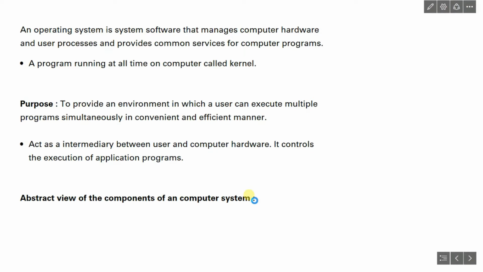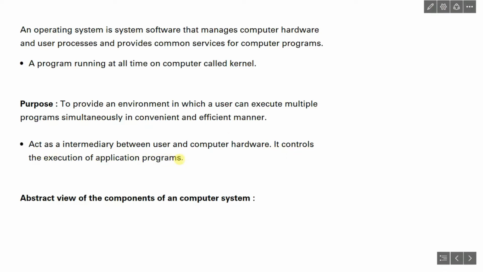Next thing is the purpose of an operating system. The purpose of an operating system is to provide an environment in which a user can execute multiple programs simultaneously in a convenient and efficient manner. So it does nothing on its own, it simply provides an environment for execution of multiple programs. The operating system acts as an intermediary between the user and computer hardware, and it controls the execution of application programs.